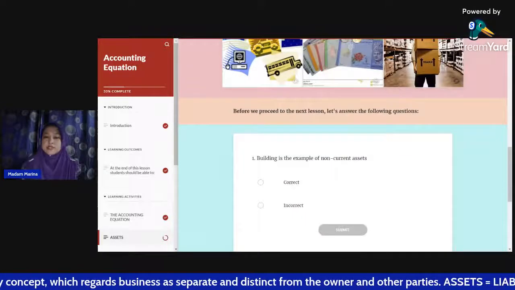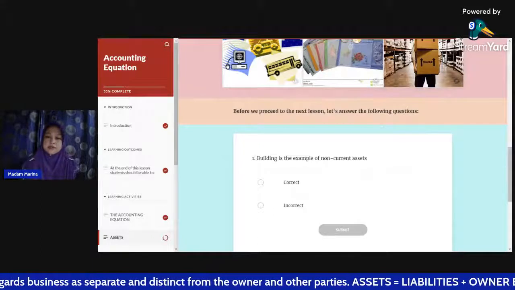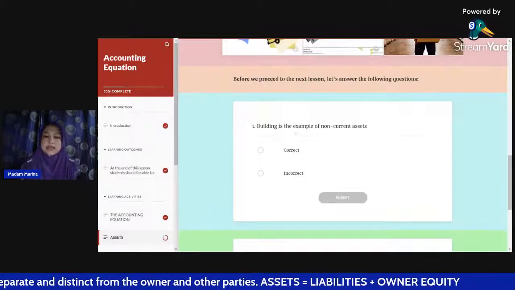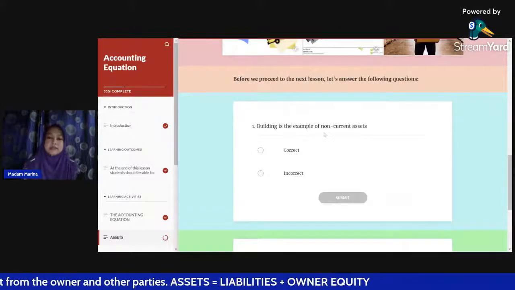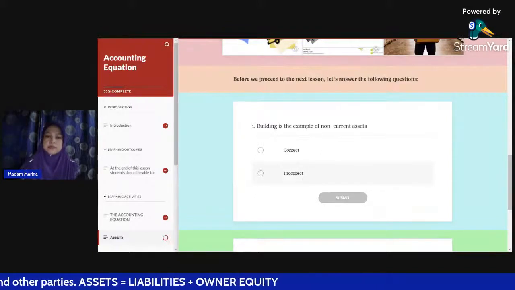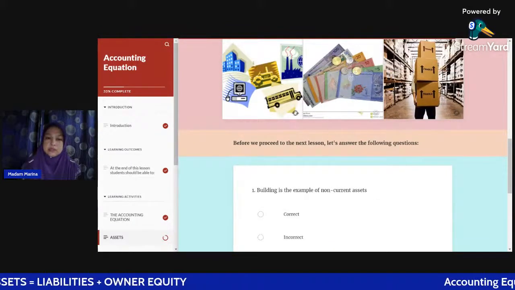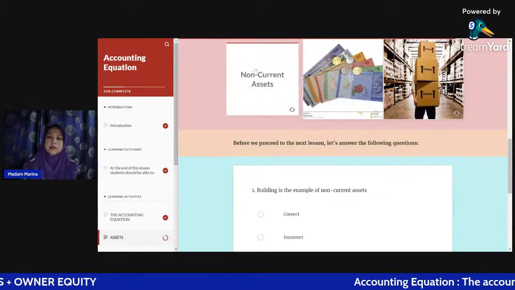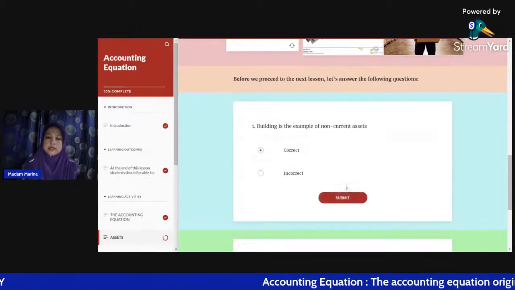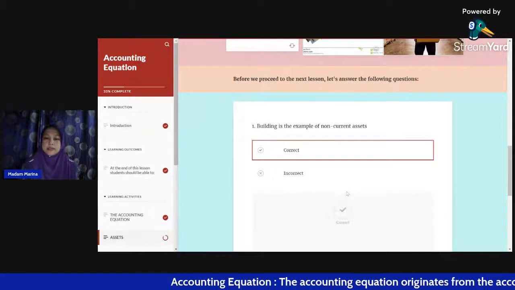Before we proceed to the next lesson, let's answer the following question. Building is the example of non-current asset. Is it correct or incorrect? Building, where is building? Here building, non-current asset. Right, correct. Submit. Okay, good.